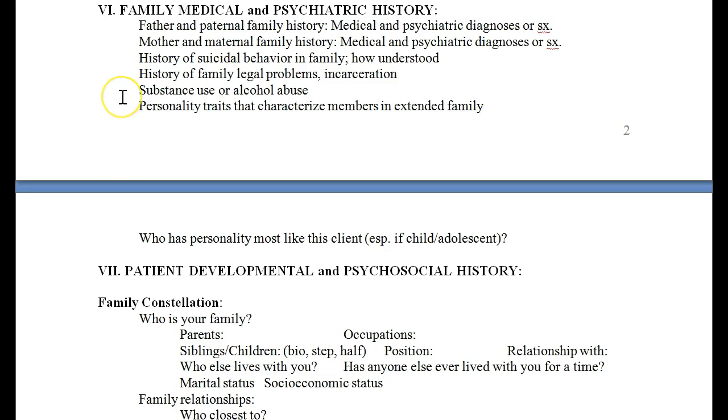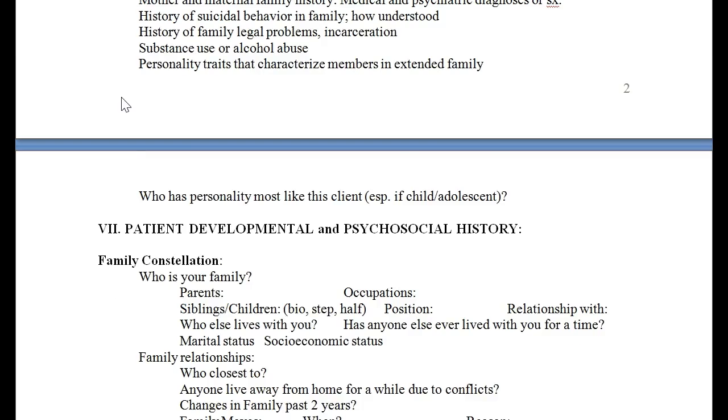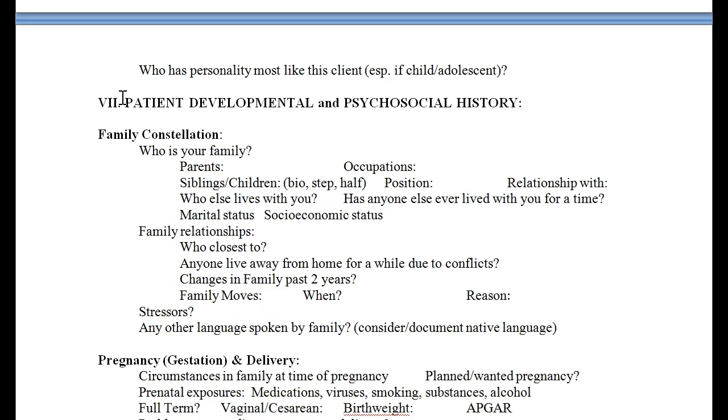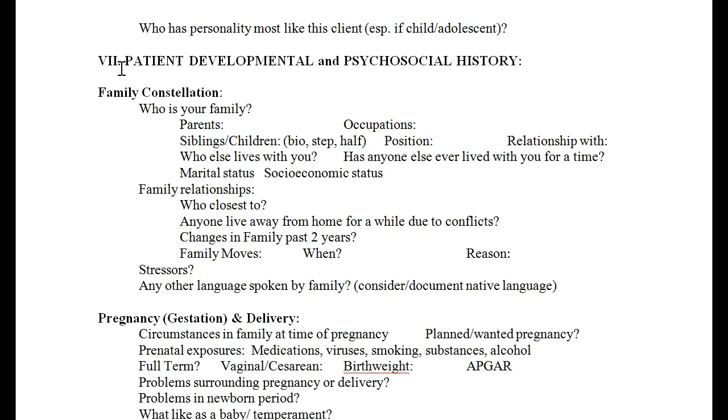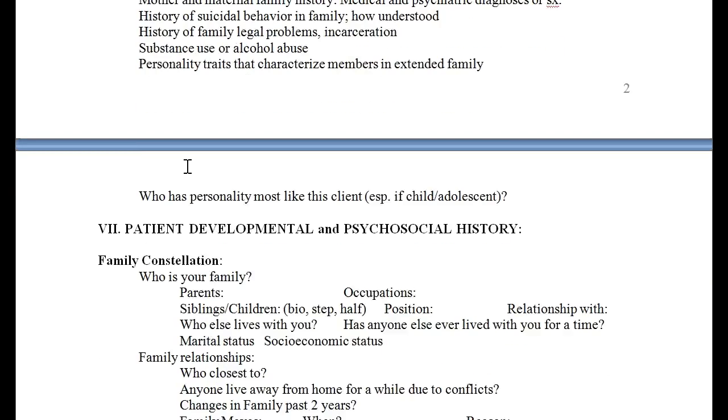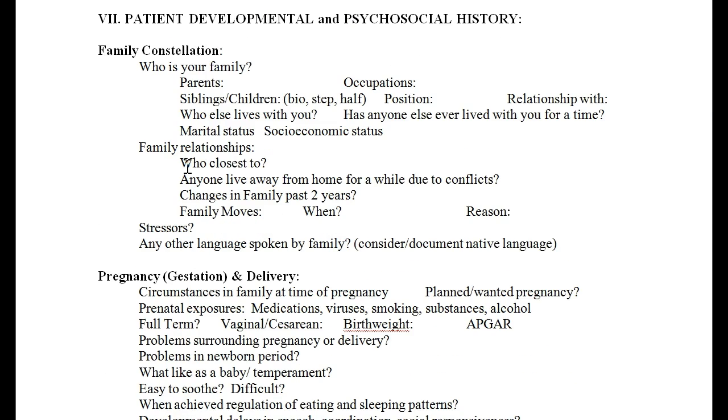Substance and alcohol we talked about, and personality traits, kind of getting a sense of what is the configuration of the family, as well as the medical risks to be thinking about too. These are always very, very important. So some of the medical things have some overlap with developmental and psychosocial history. You want to be careful to sort those out in your mind.